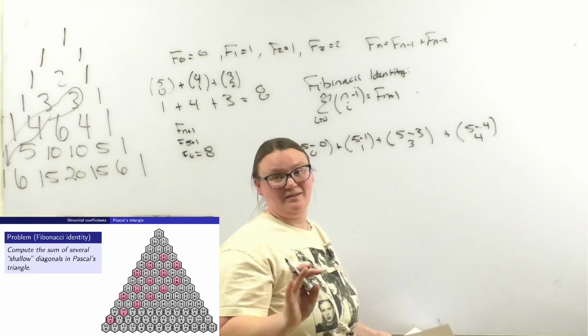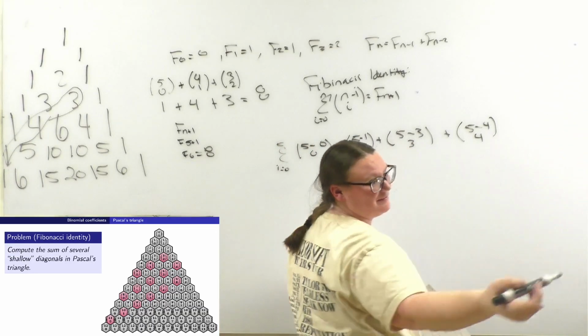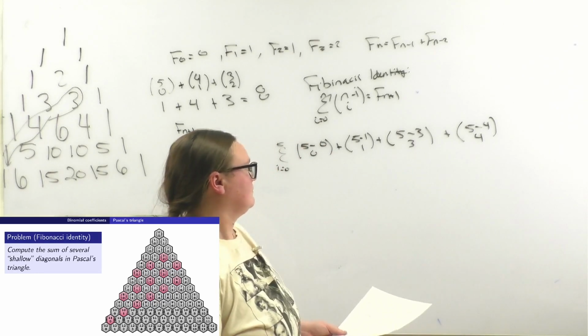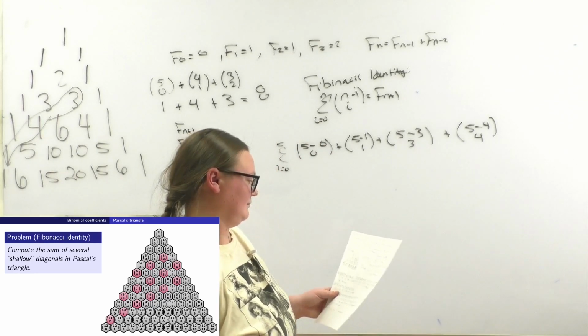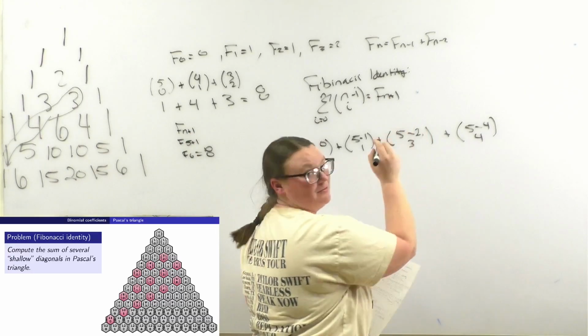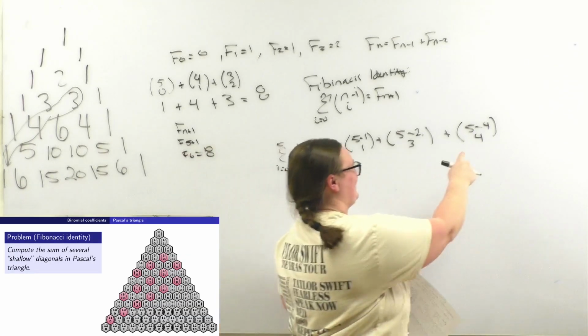Which is crazy, right? Can't do that. So I'm definitely not going to keep going. It's supposed to be 5 minus 2 choose 3, and that's supposed to be 3 choose 3.